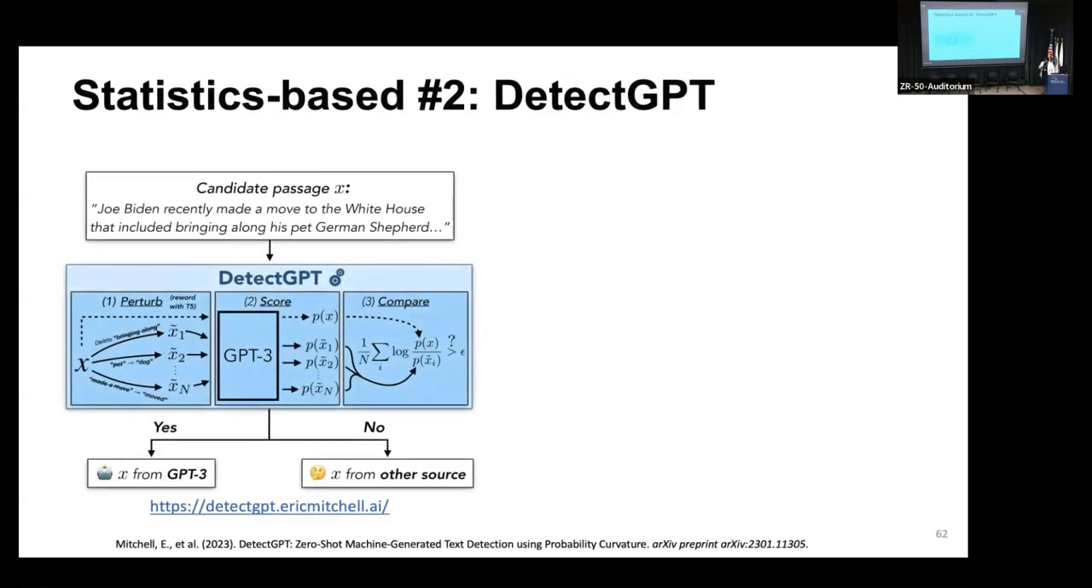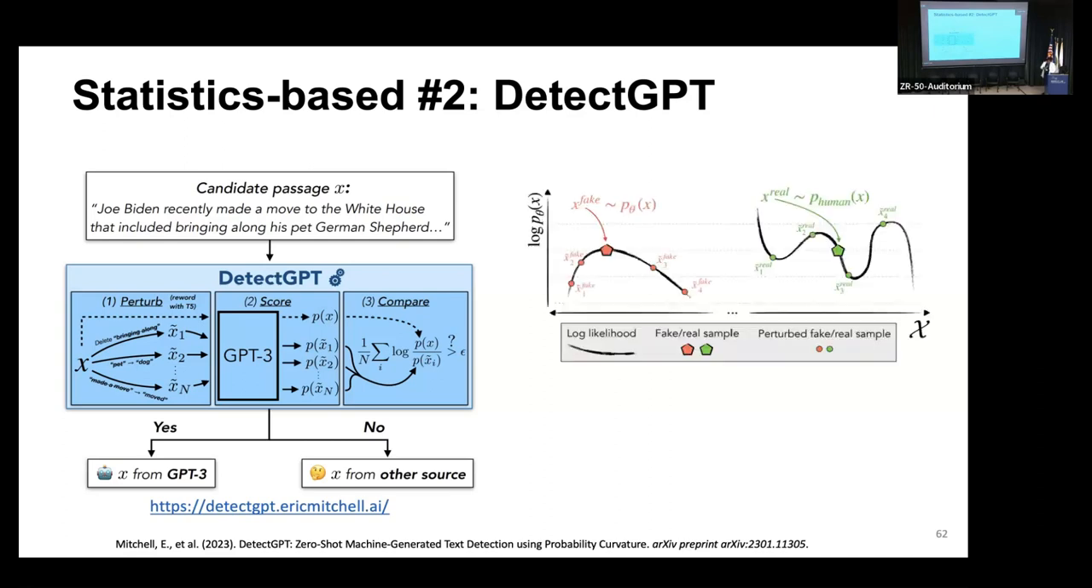Another one, which is pretty famous right now, is DetectGPT. This one incorporates the obfuscation technique. So what they do is you have a piece of text and then you generate different versions of that text using a paraphrasing tool, which is another large language model. And then they calculate the probability scores of this text, and then they compare it.